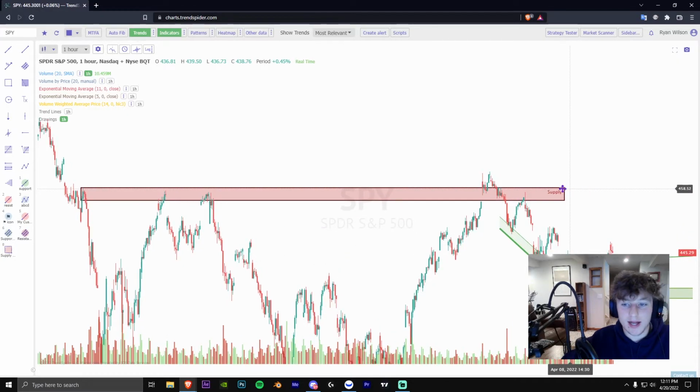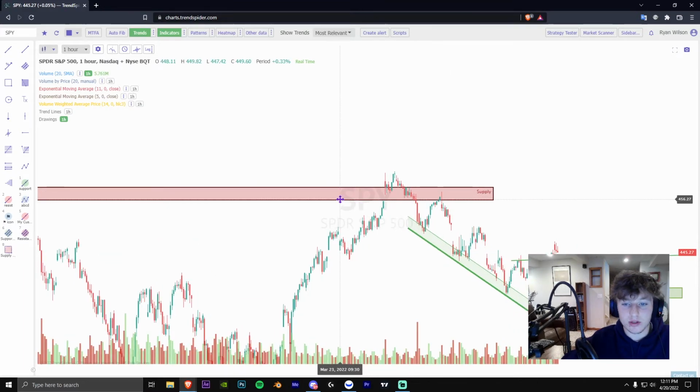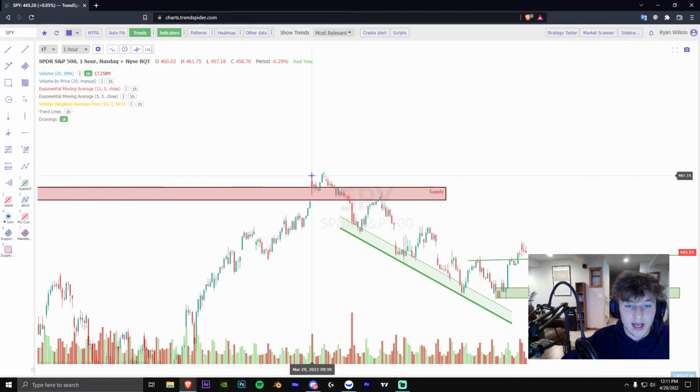I don't want to be that guy on YouTube who just shows you guys the most perfect examples. Oh, this always works, because it doesn't work. There's no strategy that always works, right? So this isn't the most perfect example, but you can see that it bounced up off the zone, it gapped up over, and it kind of retested, bounced again, and then fell through again, and then rejected again.